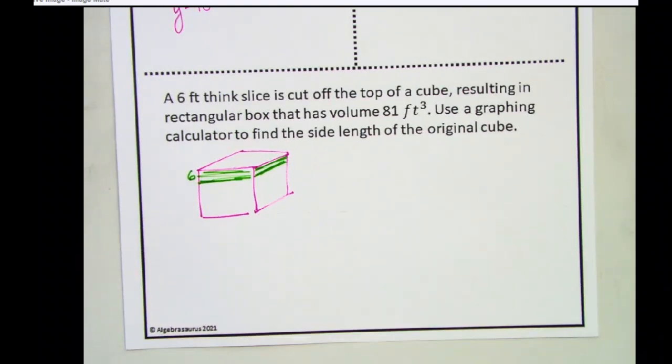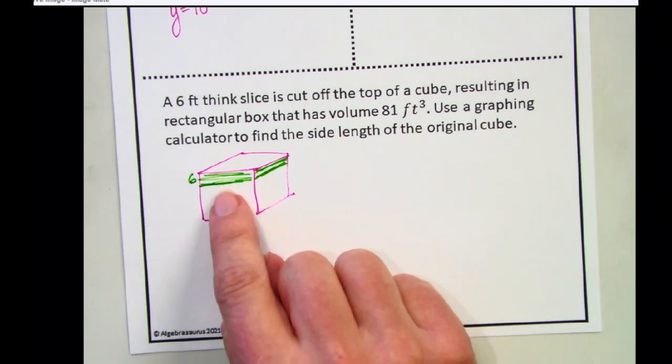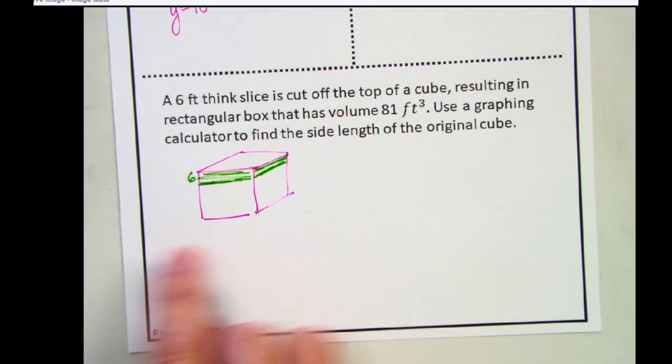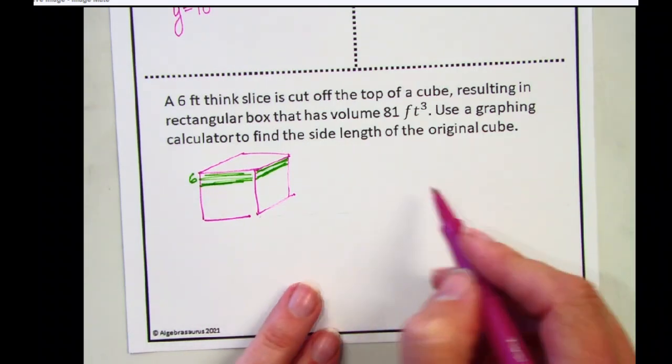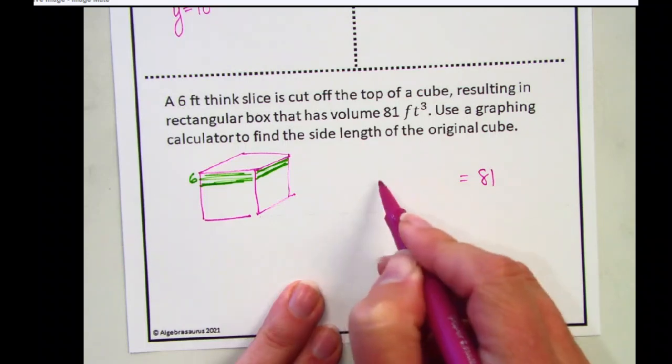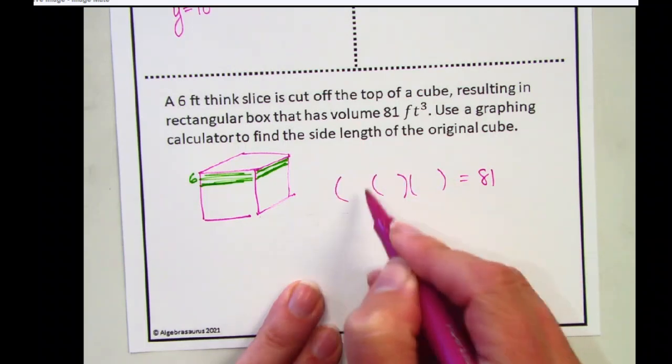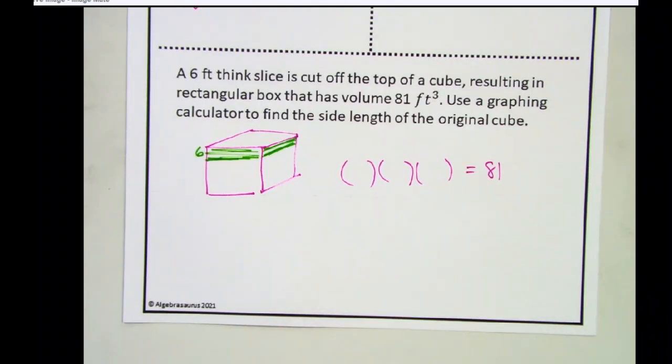And so what's left is this bottom portion of the box, right? This white part down here. And it tells me the volume is 81 cubic feet. So I need to go back and I need to find the side length of the original cube. Okay. I know side times side times side is going to equal 81, right? So I'm going to have 3 things that I'm timesing together. I've got to figure out what those are.